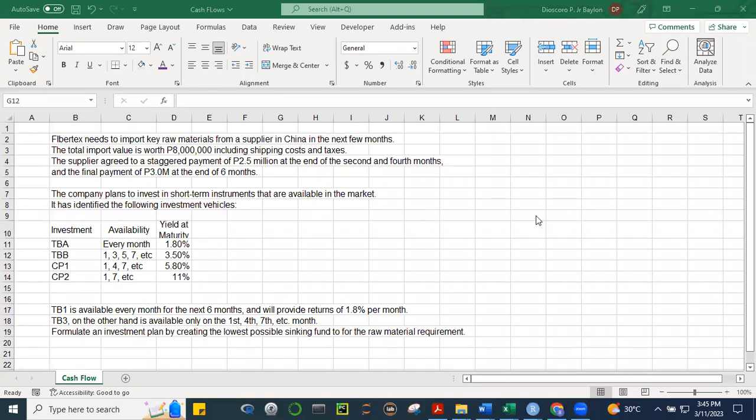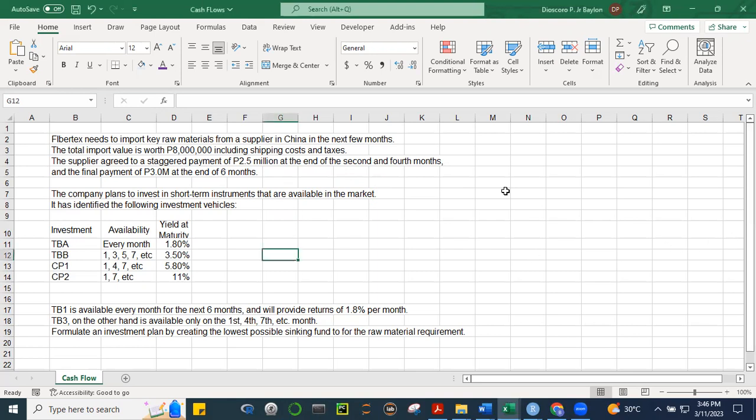Okay, so as I was saying, the company is Fibertex, and they need to purchase 8 million worth of supplies, and the supplier agreed for them to make a staggered payment of 2.5 at the end of the second month or at the beginning of the third month, and then another 2.5 at the beginning of the fifth month, and then 3 million at the end of the sixth month or at the beginning of the seventh month. So if we add this 2.5, 2.5, and 3, that's 8 million.